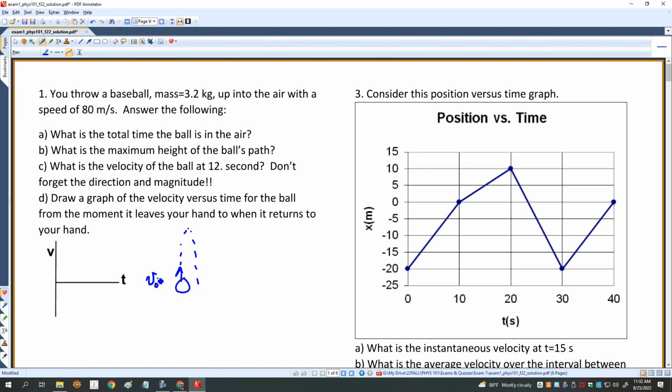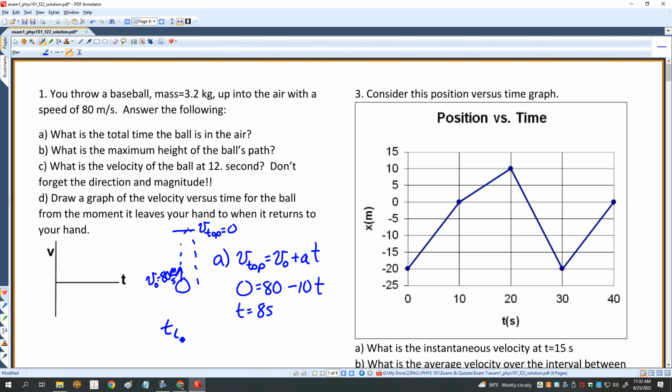This initial velocity is equal to 80 meters per second. So for the first part, I want to find what is the time to get to the top. And I know that v at the top of this trajectory is equal to 0. So I'm going to say that v at the top is equal to v naught plus a times t. So that's 0 equals 80, a is minus 10 times t, so I get t equals 8 seconds.